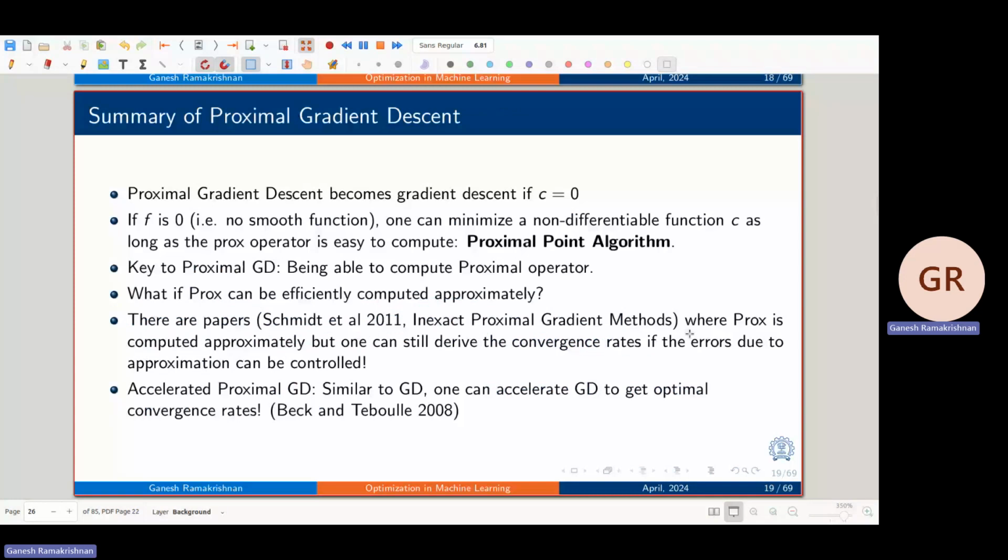One important point before we move there, in terms of convergence: so far we assumed that the prox operator can be computed exactly. But what if I can't do it exactly? In this work on inexact proximal gradient methods, they are able to derive healthy convergence rates if the errors due to the approximation can be controlled, if we can avoid multiplicative or cascading errors. With that control, we can do well. Otherwise, there's nothing more I want to present here.